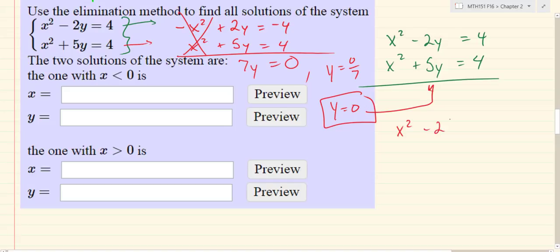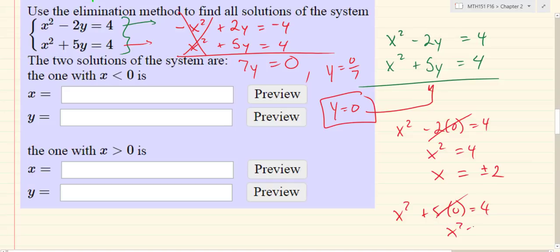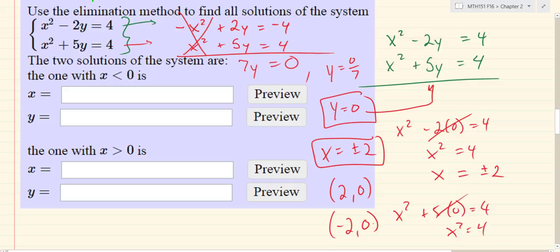So x squared minus 2 times 0 equals 4. x squared, this goes away, equals 4. x equals 2 or negative 2. And if you want to be fancy, you'd say plus or minus 2. We'll do that with the second equation. So we'll say x squared plus 5 times 0 equals 4. And you can see right away, you're in the same box. So this means x equals plus or minus 2. So what are the coordinates of the intercepts? Well, one coordinate is going to be 2, 0, and the other one's going to be negative 2, 0.